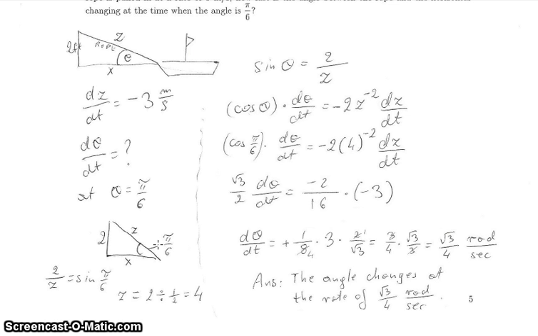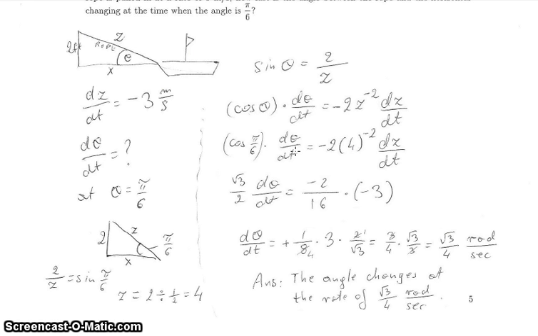So let's find out what it is. Over here on the side I have a little triangle. At the time when theta is pi over 6, we have to figure out what z is equal to. Sine of pi over 6 is 2 over z, but we know that sine of pi over 6 is 1/2. So you have 1/2 is equal to 2 over z. So z has to be equal to 2 divided by 1/2, which is 4. So the value of z is 4 at the time when the angle is pi over 6.